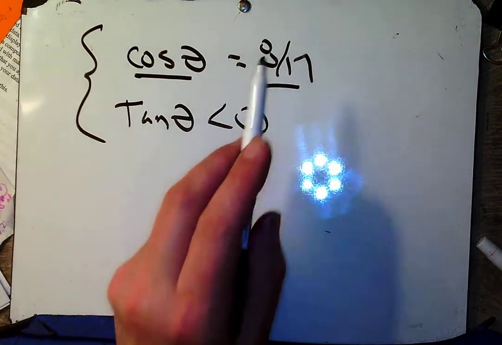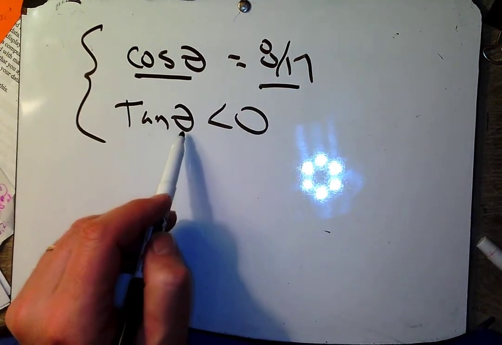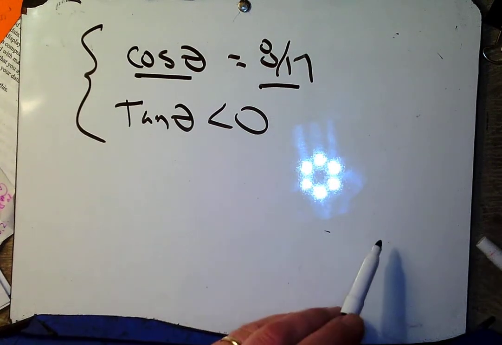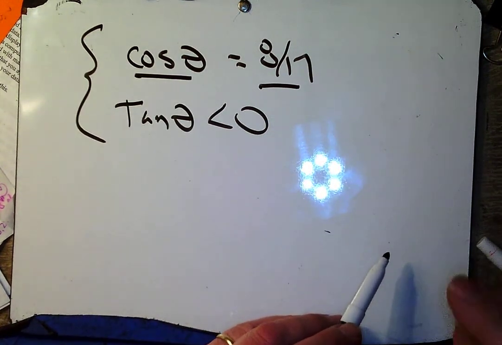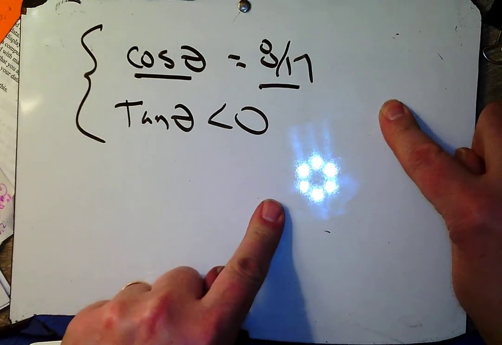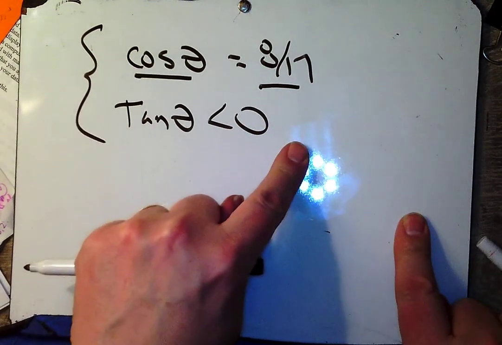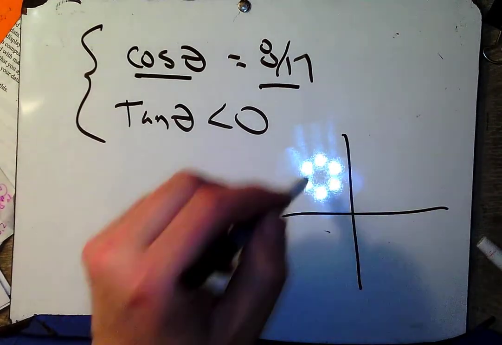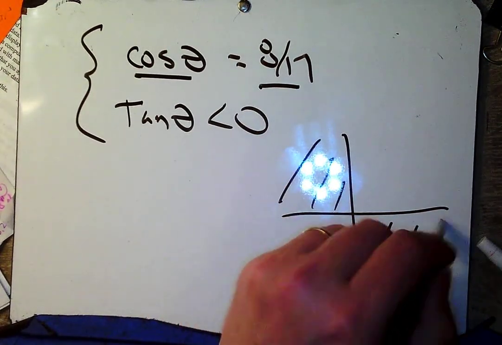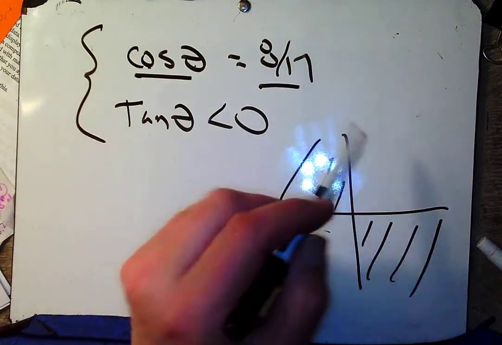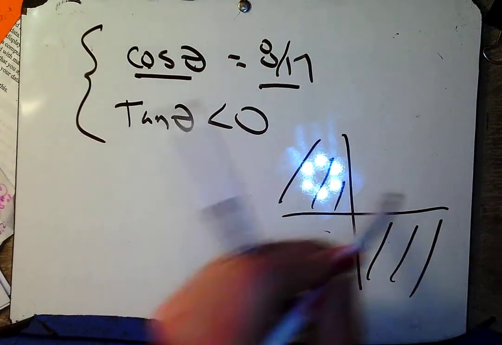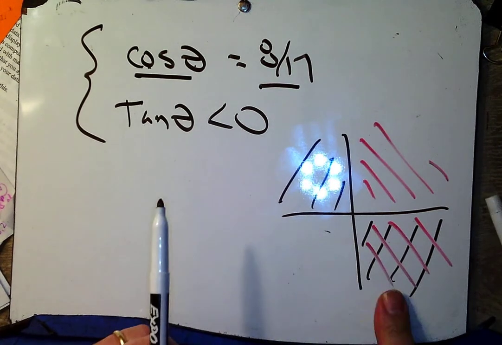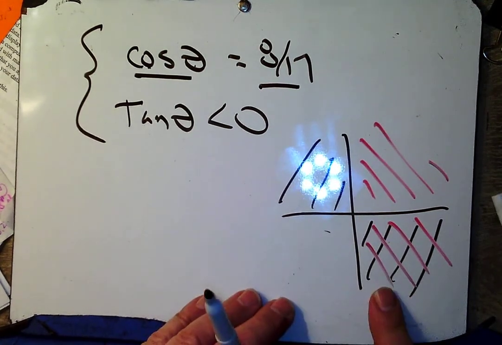Well, I know in first quadrant, tangent is positive. All of them are positive. All Students Take Calculus. Okay, so tangent is positive in 1 and 3, and tangent is negative in 2 and 4. Cosine is positive in 1 or 4. So where do I draw my triangle? I draw it in fourth quadrant.